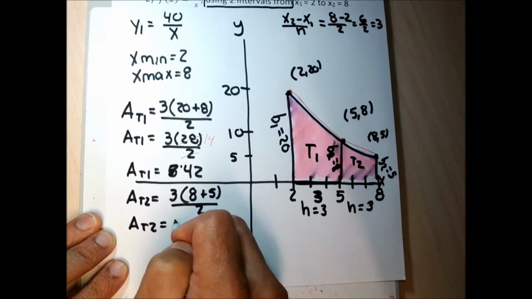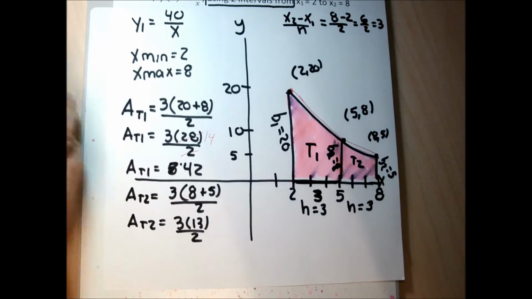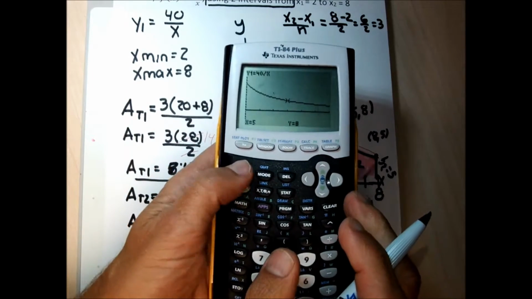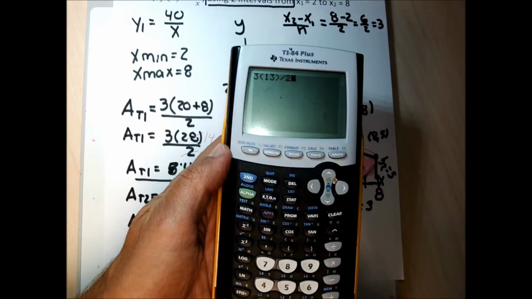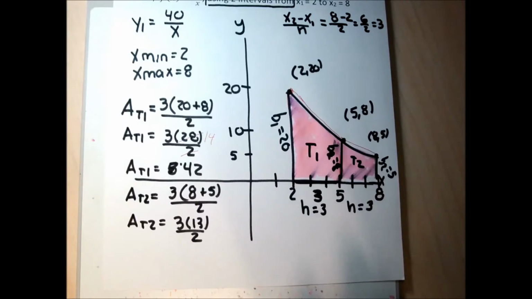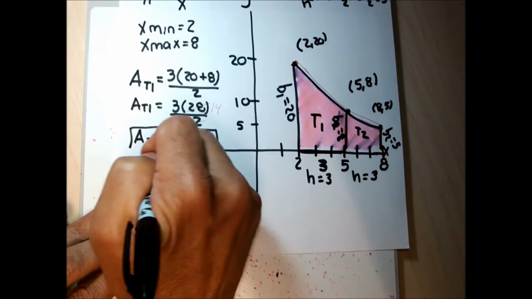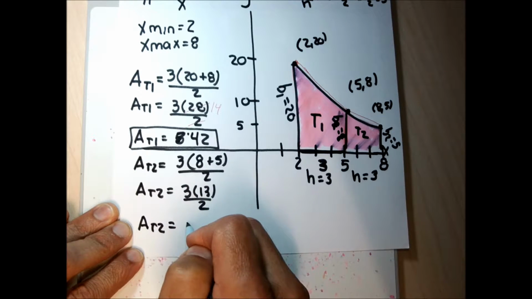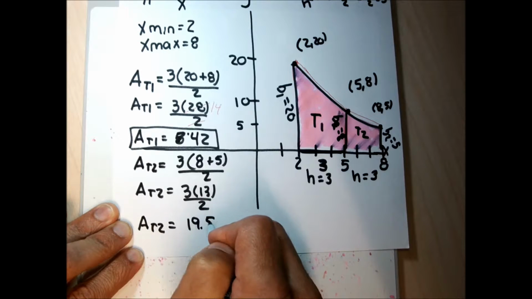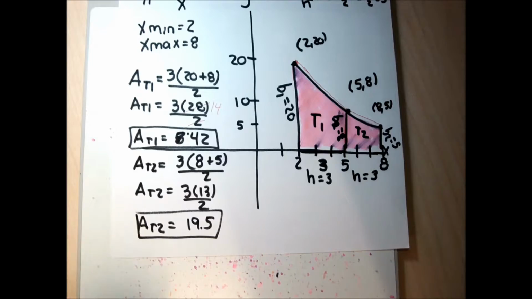So this is going to be 3 times 13 over 2. And I'm going to go to the main screen and get a decimal for that. So second quit. 3 parentheses 13 divided by 2 is 19.5 square units. So the area of trapezoid 1 is 42 square units. The area of trapezoid 2 is 19.5 square units. That's the end of part E.